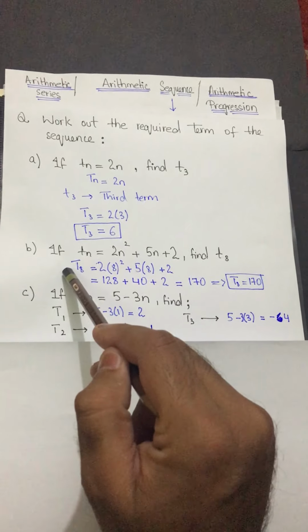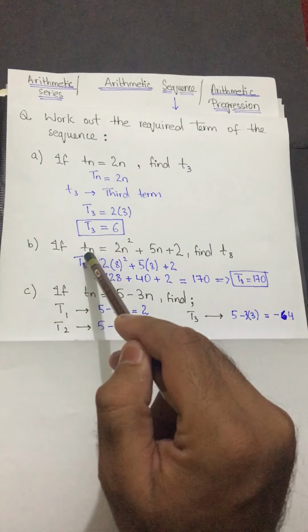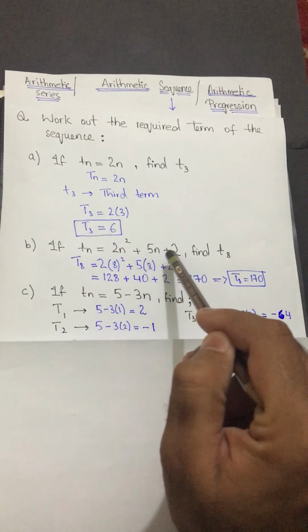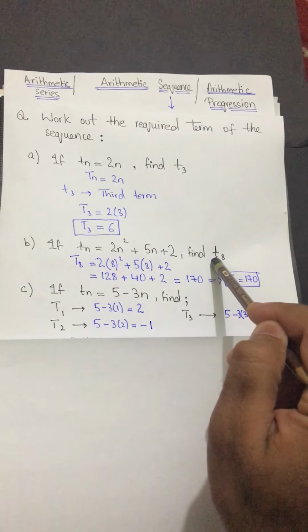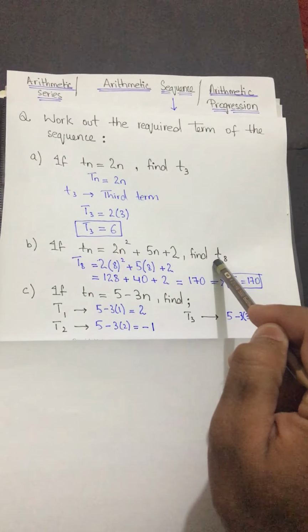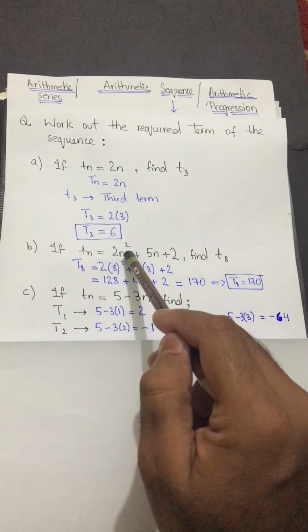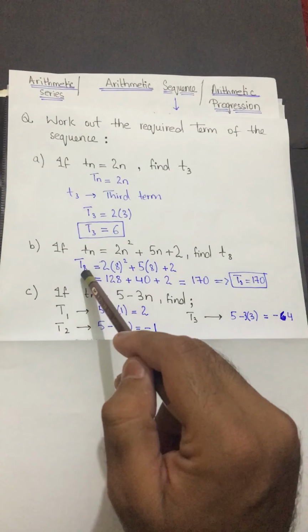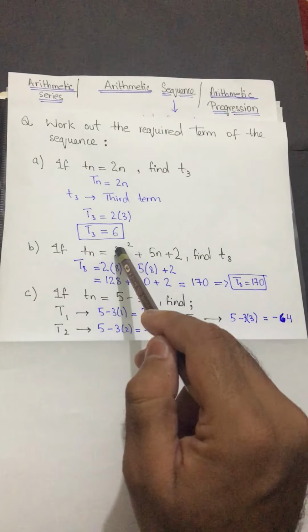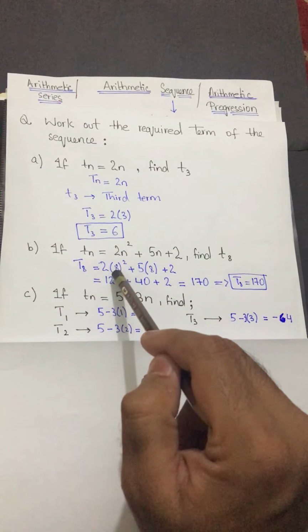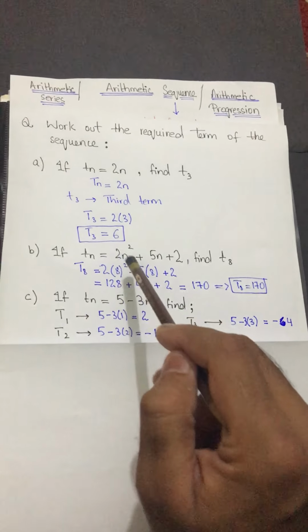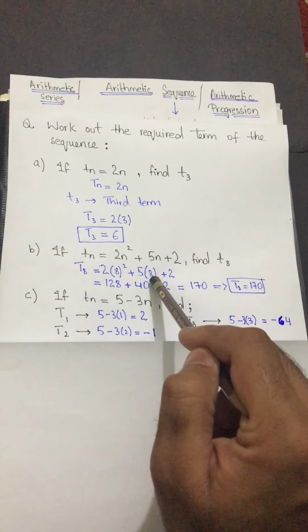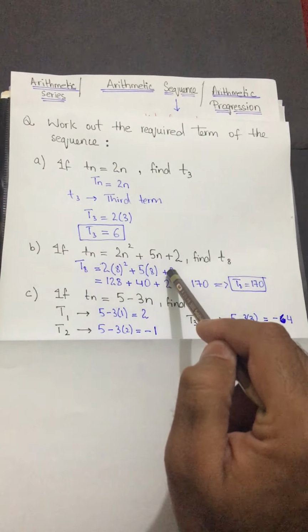In the second part, the general term is 2n square plus 5n plus 2, and I have to find out the 8th term. T8 means I have to find out the 8th term, so I will write 8 in place of n, and I write T8 is equal to 2 as it is, and then n, so I will use a bracket. I will use 8 in place of n, 8 square, and then plus 5, and then I will again put the value of n as 8, plus 2.